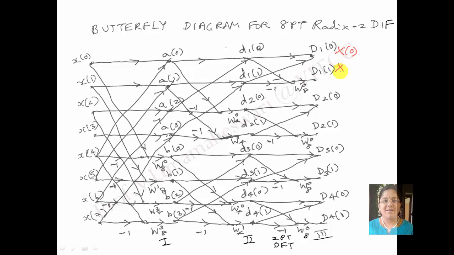Okay. So in case of decimation in frequency, the input is supplied in sequential order. As I mentioned earlier, capital D1 of k, D2 of k, D3, D4 of k themselves are the outputs in bit reversed order. Refer to the DIT lecture for what it is, the proof.